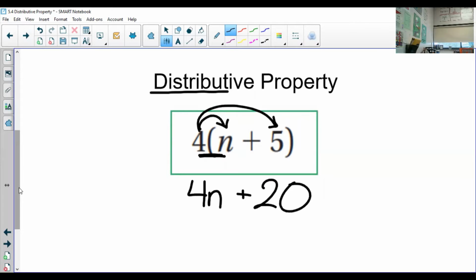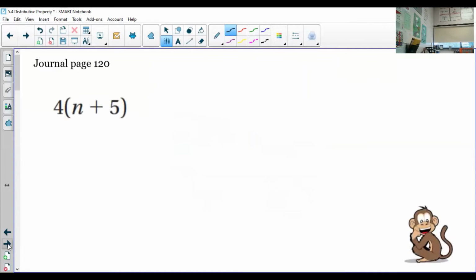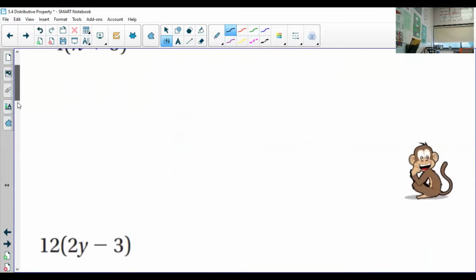I just distributed that 4 to the numbers that are in my parentheses because being right next to each other, that means we have to multiply. And now I go down to my 4n plus 20. Can I make that any smaller? If you remember from the last lesson, we made things smaller. And no, I cannot. So then I'm done. And that's how we do distributive property. Okay, let's look at a bunch of examples.